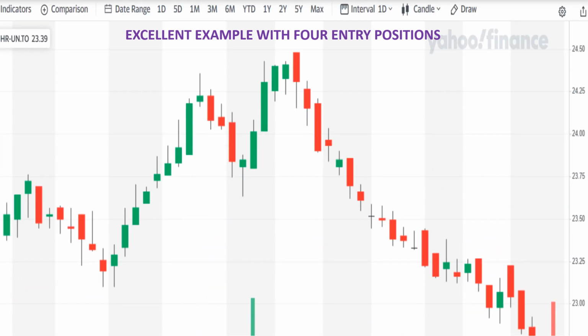Excellent example with 4 entry positions. Let's analyze H&R Block on a daily time frame, where we can identify 4 potential entry positions. The trend initially is going upward, followed by the first pullback. At the bottom of this pullback, we have 2 pin bars. The first one is bearish and the second one is bullish.